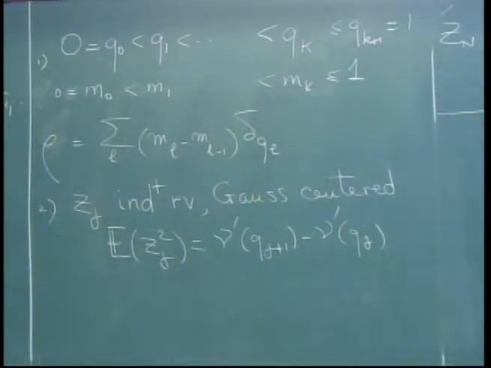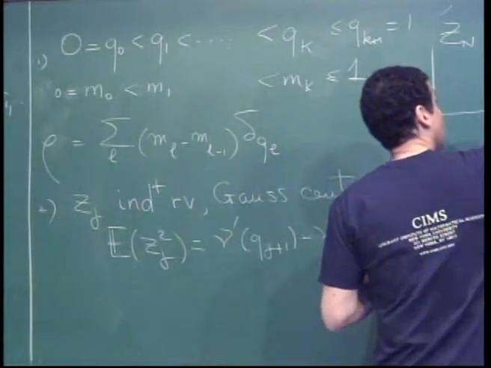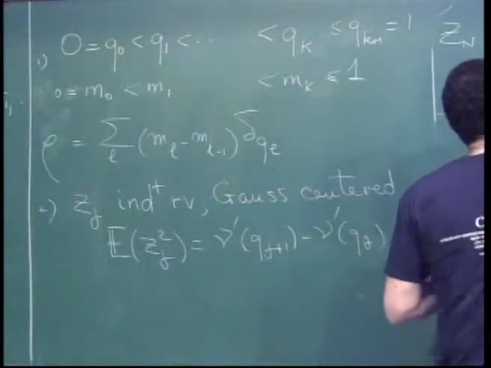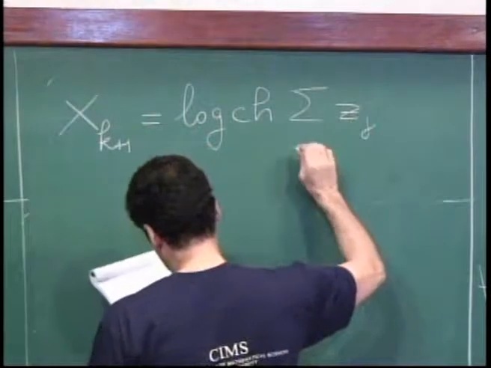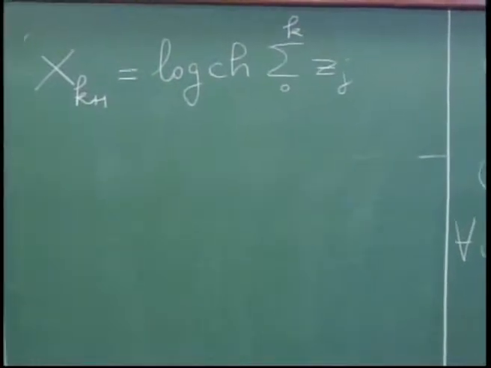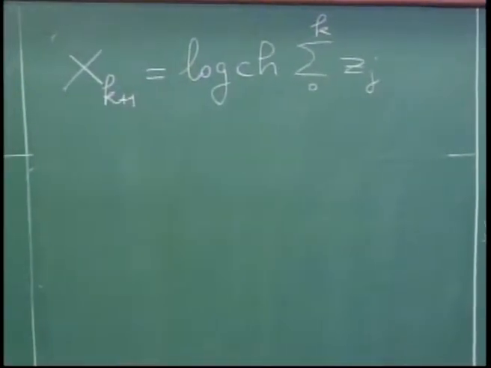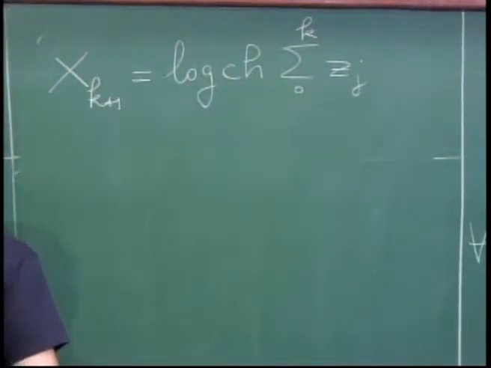And then I look at the following. I define this random variable, x_{k+1}, I start by the end, as being log of hyperbolic cosine of the sum of the z_j's from j equals 0 to k. That's the random variable. So this is, in fact, a function of this whole collection of z_0, z_1, ..., z_k, Gaussian random variables.